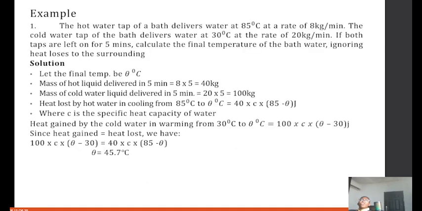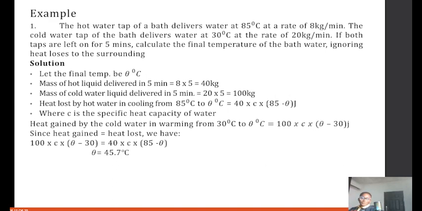Let's check this example. The hot water tap of a bath, just think about it. I already explained to us that when we want to have our bath and the water is hot, you want to mix it with what? With cold water. So a hot water tap of a bath delivers water at 85 degrees Celsius at a rate of 8 kg per minute. The cold water tap of the bath delivers water at 30 degrees Celsius at the rate of 20 kg per minute. So this is just two things, hot water and cold water. You are going to need more cold water than hot water. The hot water is giving 8 kg per minute, the cold water tap is giving 20 kg per minute. If both taps are left for 5 minutes, calculate the final temperature of the water bath, ignoring heat losses to the surroundings.